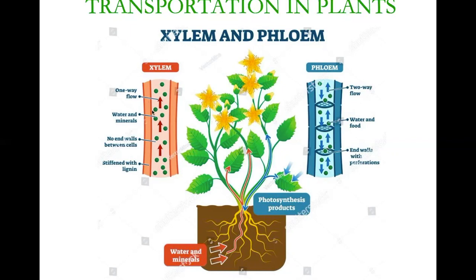It is a continuous channel. No cells are found over here. This one is not a continuous channel. In between, there are sieve plates, and these sieve plates have pores in between. This is how transportation takes place in plants by xylem and phloem.